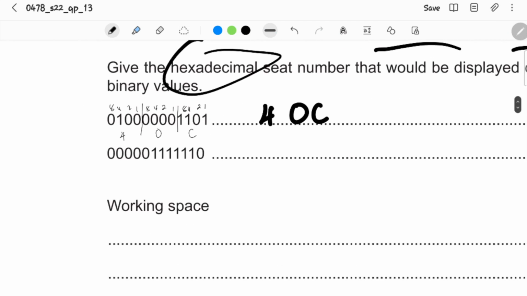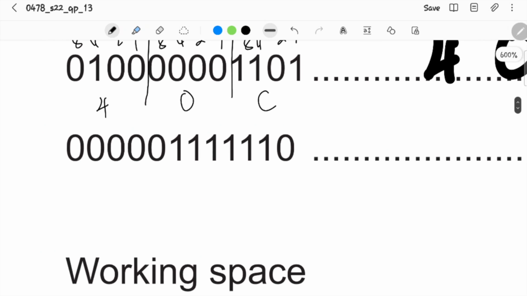4 0 C. Let's do the next one. 4 0 C is the first one. Oh wait, is it 4 or D? Oh yeah, sorry, it's 4 or D. See, now I just look dumb because I made a mistake, because I was here telling you people can't make mistakes. But as long as I corrected myself, because it's 8 plus 4 plus 1, so 4D.